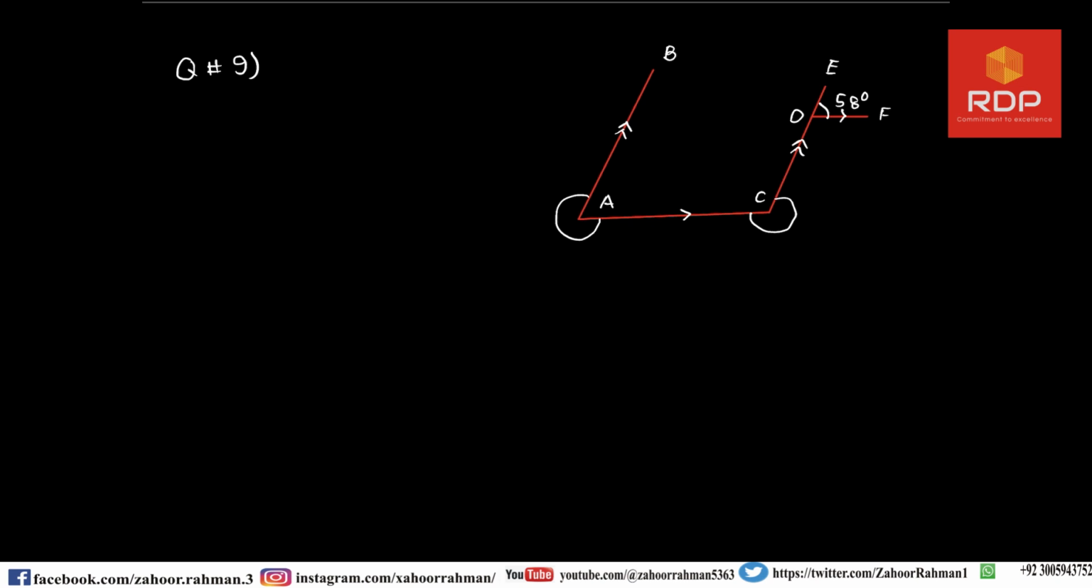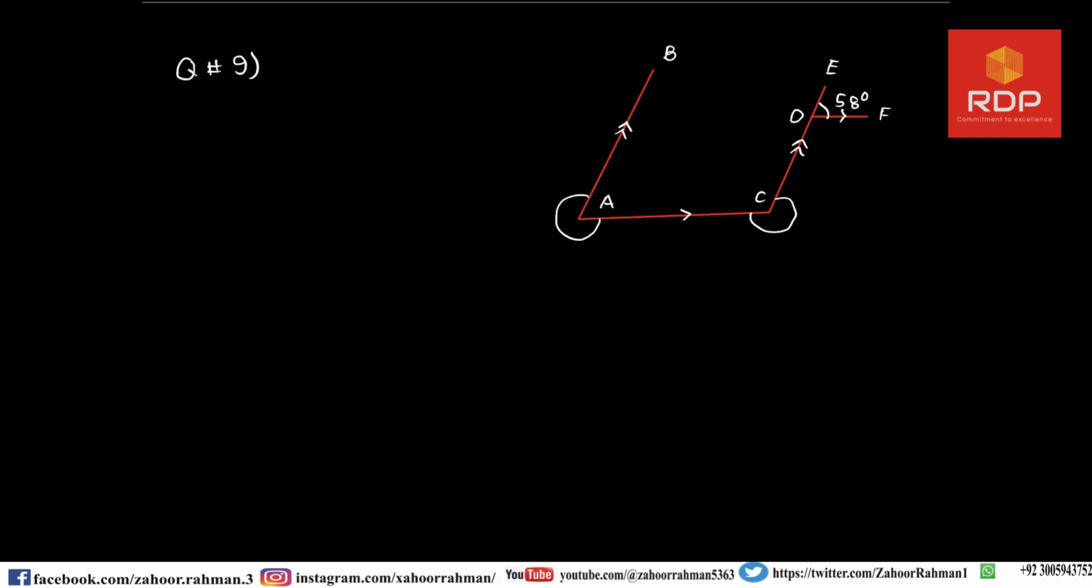Okay, ladies and gentlemen, now we are turning our focus to question number 6. The figure for question number 6 is given to you in advance. The question says that in that figure AB is parallel to CE, and you can see that AB, this one and this one, they are parallel. There is another pair of lines which are parallel: DF is parallel to AC.